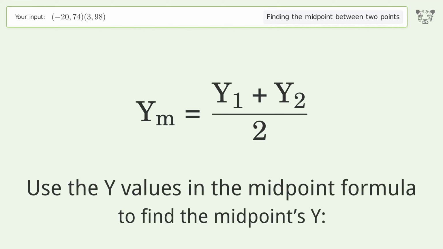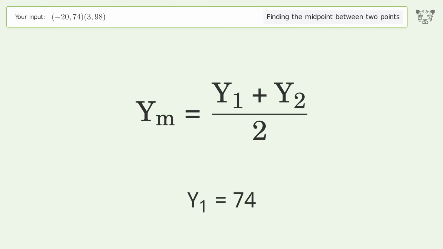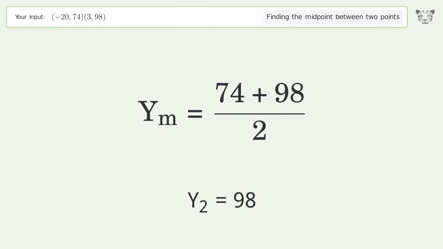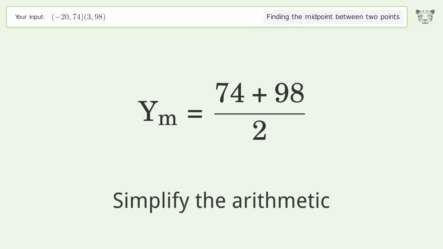Use the y values in the midpoint formula to find the midpoint's y. y1 equals 74. y2 equals 98. Simplify the arithmetic.